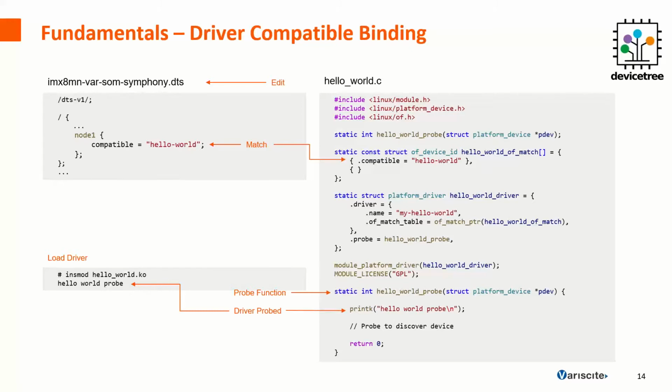So if the node is enabled on the left in the device tree and the compatible string matches in the driver, the kernel will call the probe function for the driver when the driver is loaded. For this driver, the probe function simply prints hello world probe. And as you can see on the left, when we load the driver, hello world probe is printed to the console.